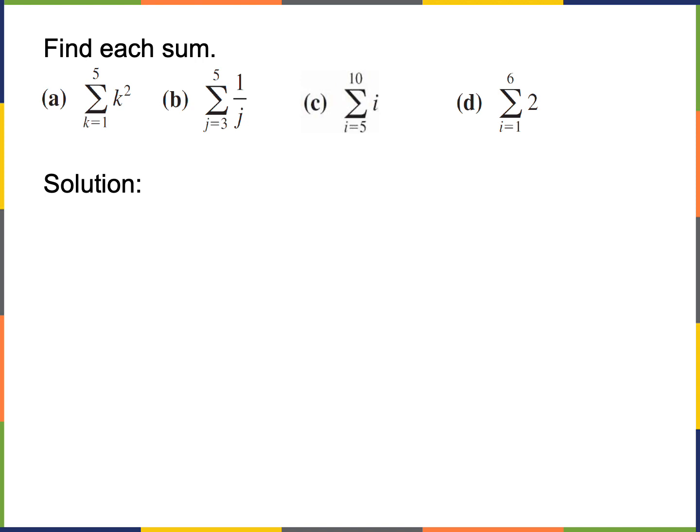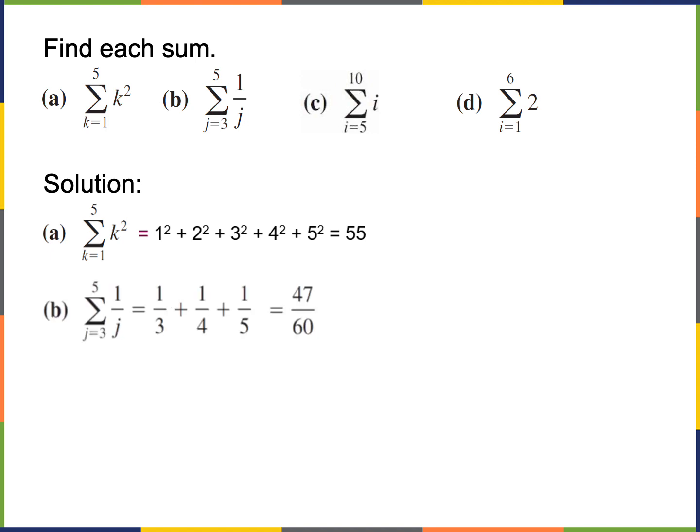Okay, let's find each sum. Here, this is my variable k, and it says change k from 1 to 5 and add them all together. If you had written 1 squared plus 2 squared plus 3 squared plus 4 squared plus 5 squared, you were right. That is the summation as k goes from 1 to 5 of k squared, and that's equal to 55. Then if you have the summation as j goes from 3 to 5 of 1 over j, it is 1 over 3, starting with 3, plus 1 over 4 plus 1 over 5, ending at 5, and that becomes 47 over 60.